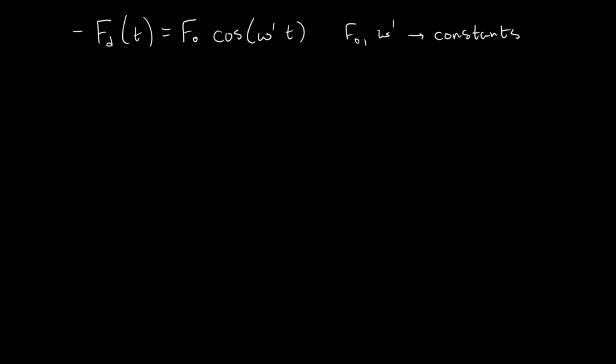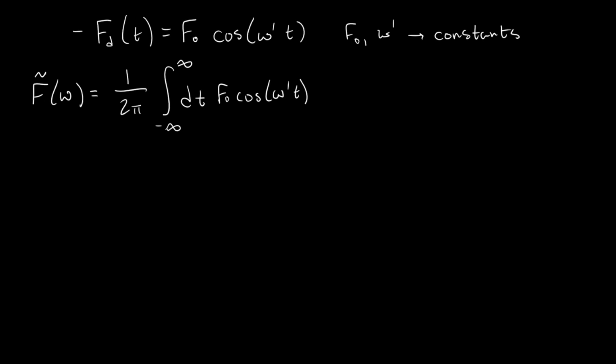Okay, so now I want to find the Fourier transform of this. So I want to find f tilde of omega. I know that this is 1 over 2 pi times the integral over t of F naught cosine omega prime t e to the minus i omega t.